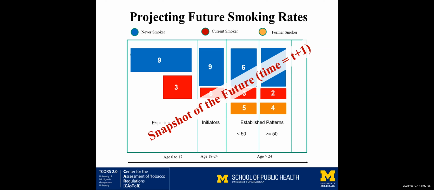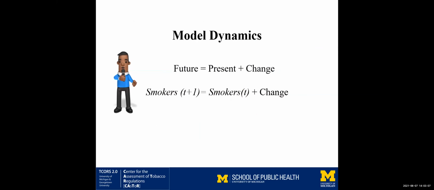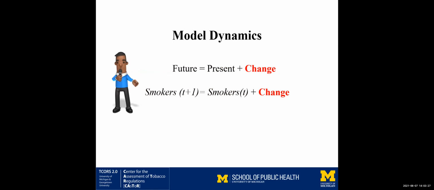So suppose then this is the snapshot of the future time. This is t+1. So how do we develop these transitions? Well, it's very simple and might sound trivial, but most dynamic compartmental models follow the simpler rule to project the future, and that is that the future is equal to the present plus change. It's a very simple rule that helps the modeler set up their simulation, right?